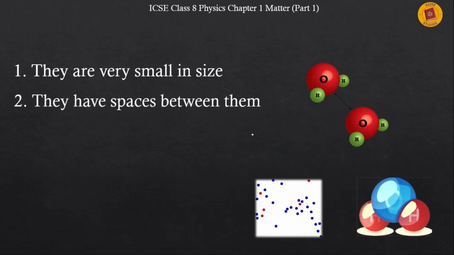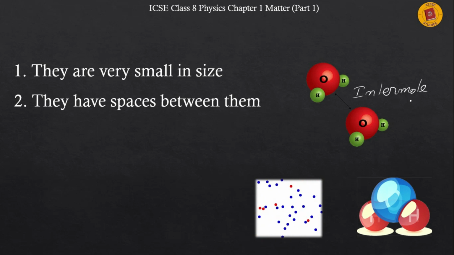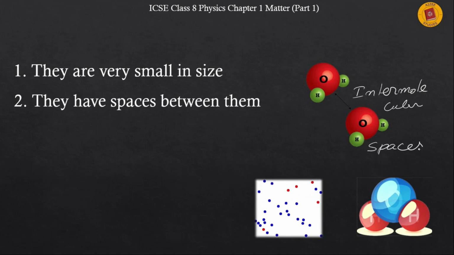They have spaces between them. We cannot see the molecules, but if we could see them through a very powerful microscope, we would see that the molecules have spaces between them, which are known as what? Intermolecular spaces. This space is known as intermolecular spaces.